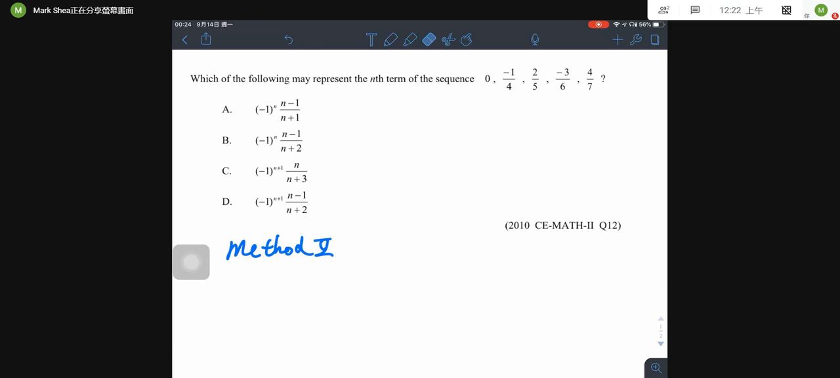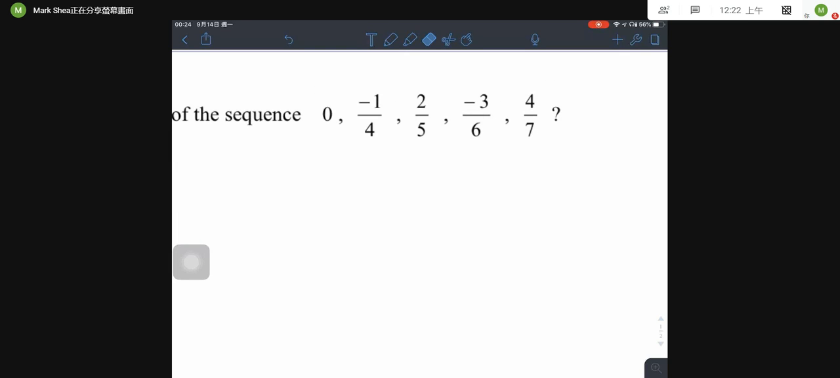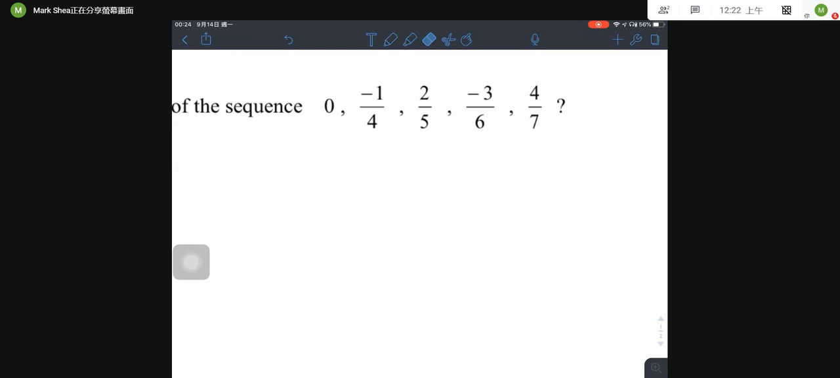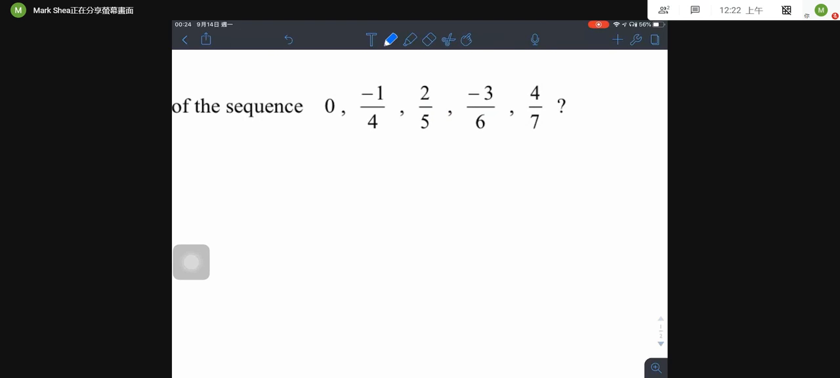Now I will explain the second method for this question. For the second method, I use the pattern of the sequence to find the general term of the sequence. First, let me write down n: 1, 2, 3, 4, 5.